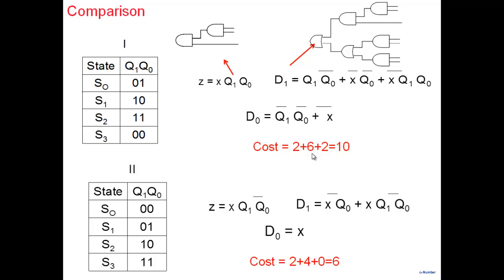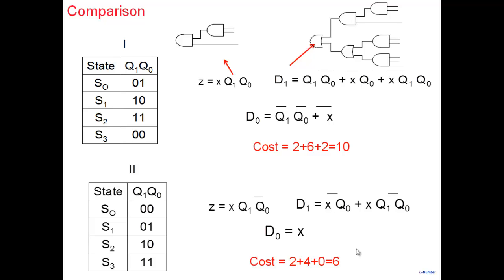So rather than the actual numbers, what is interesting is that 2 different ways of encoding, with the same number of bits, produce 2 different results in terms of the complexity of the output and next state logic. In this case, it appears that it will take more area as compared to this one.